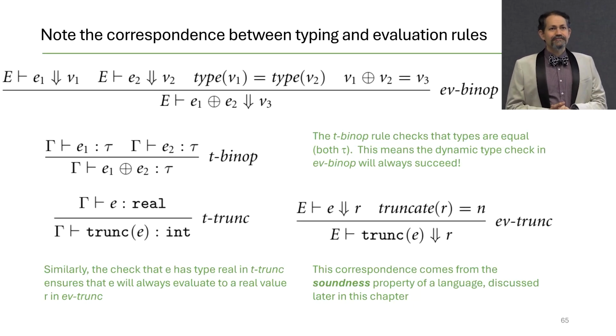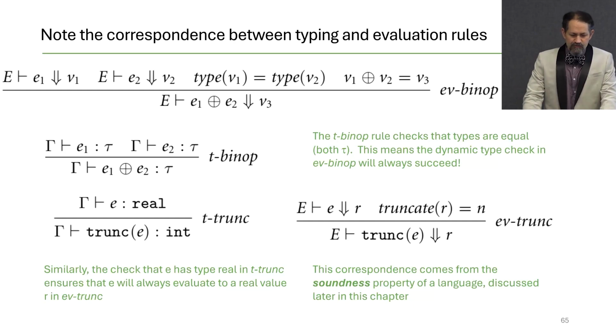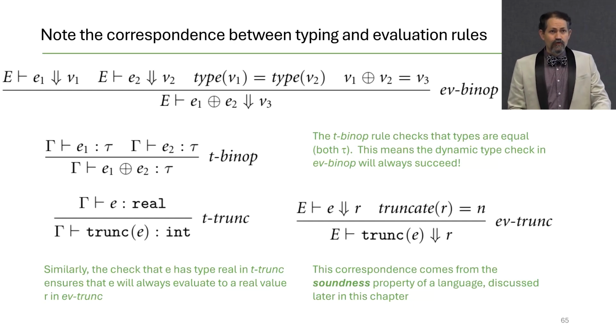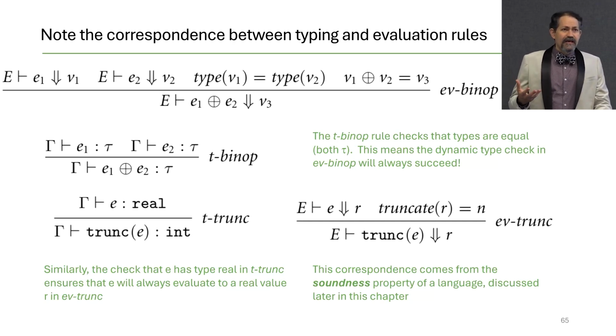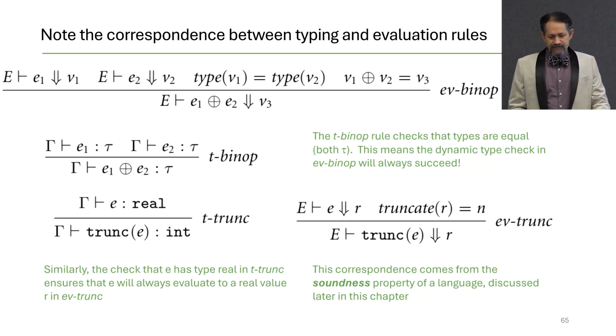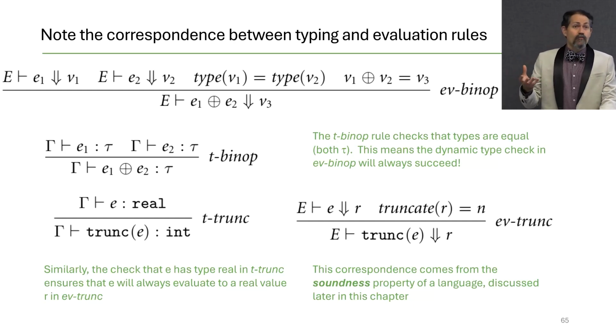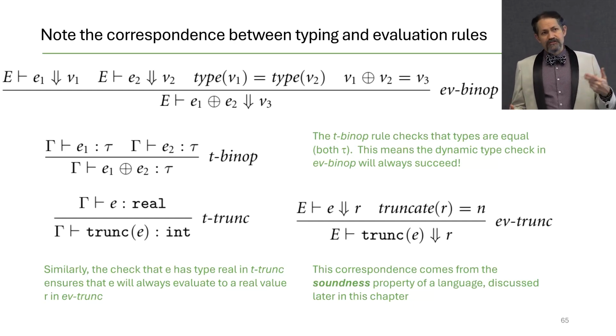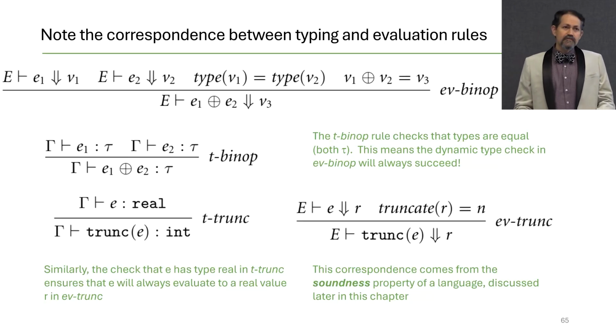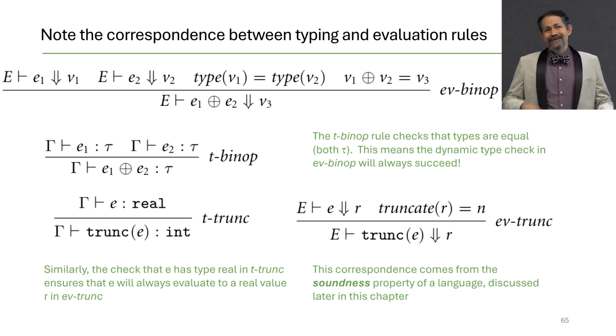We can eliminate these checks. You can see there's a similar correspondence between the trunc typing rule and the evaluation for trunc. Once again, the typing rule for trunc requires that E have a real type, and EVTrunc requires that E evaluates to some R, and implicitly R is a real value. So once again, it's checking the type at runtime in EVTrunc, and that corresponds to the static check we're doing in the type checker. So this correspondence is not a coincidence, right? We designed these rules so they match up together, and it comes from a soundness property that we'll talk about later in this chapter.